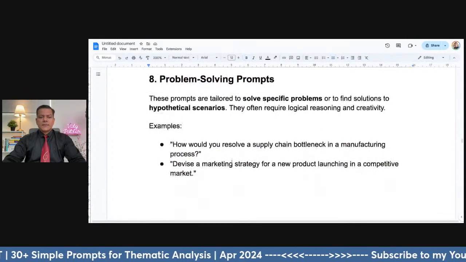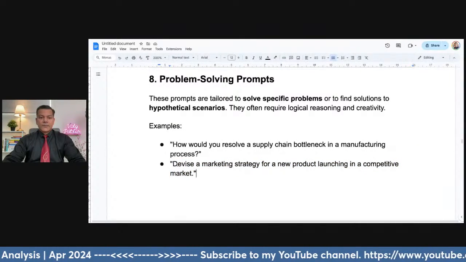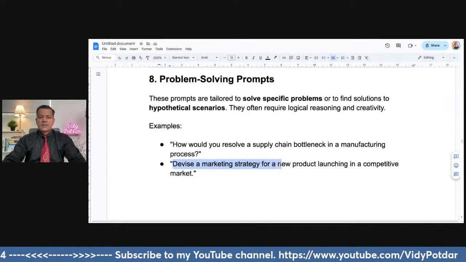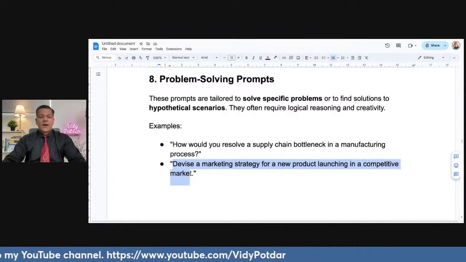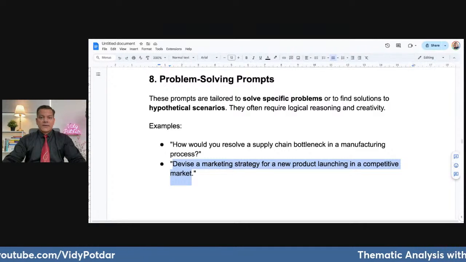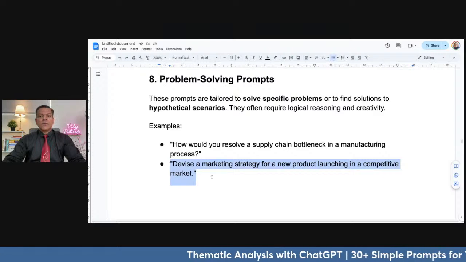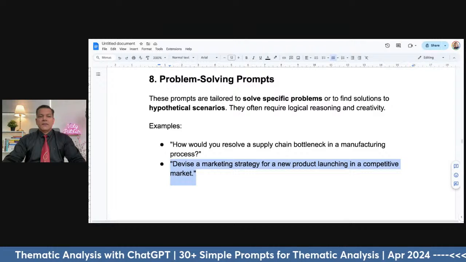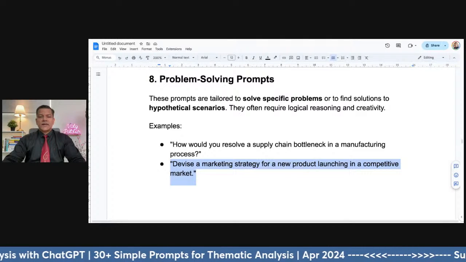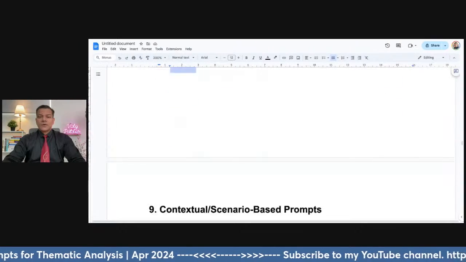I mean, this is a very simple prompt. You may not get a very good result by this, but you have to elaborate it, right? For example, devise a marketing strategy for a new product. What product is it? Launching in a competitive market. Which market is it? Which country is it? What kind of customer are you targeting? So you can always improve and make the prompt even more clear, more full, complete, so that the AI has as much information as possible to give you the best possible result.